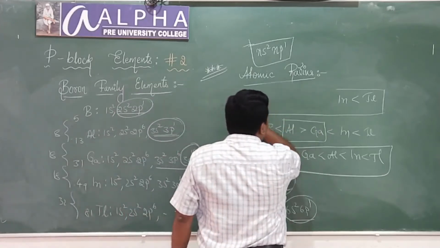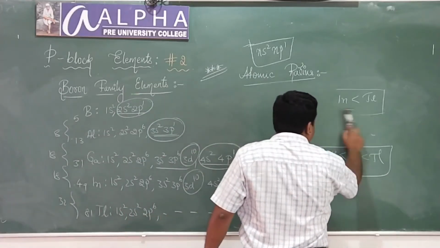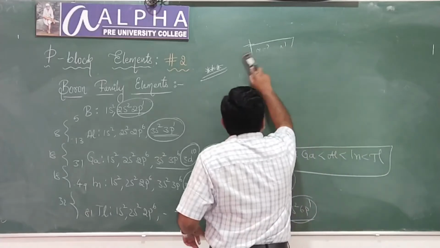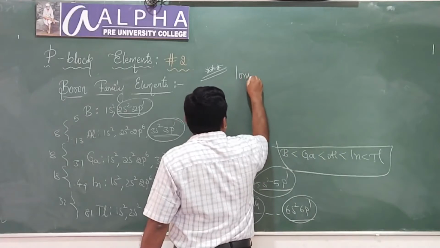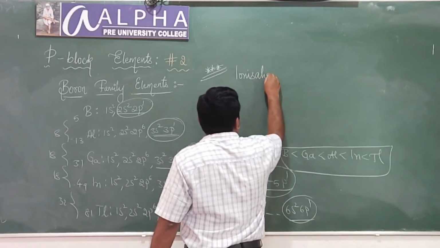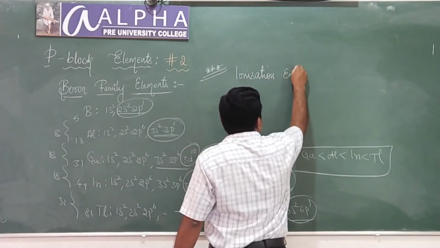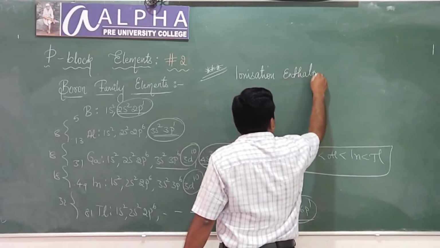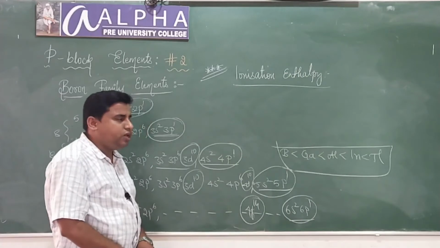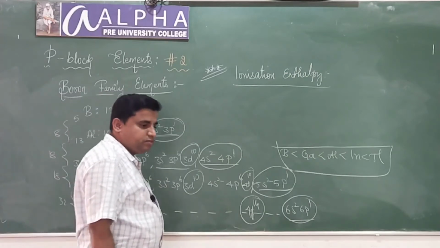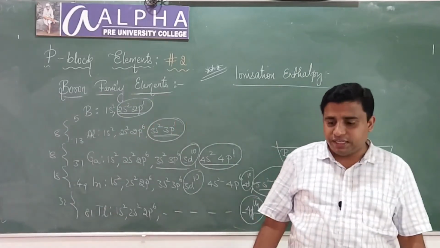Now what about ionization enthalpy? Next physical property. What is the order of ionization enthalpy of boron family elements? What is the order of ionization enthalpy?